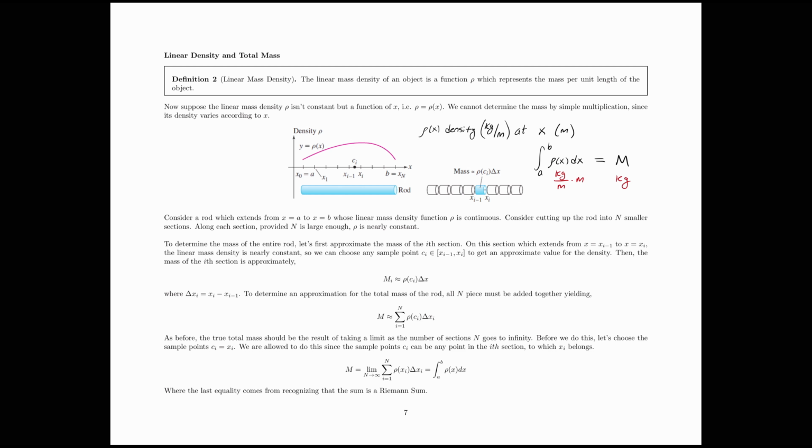So we can summarize this succinctly by saying that total mass is the integral of density. All right.